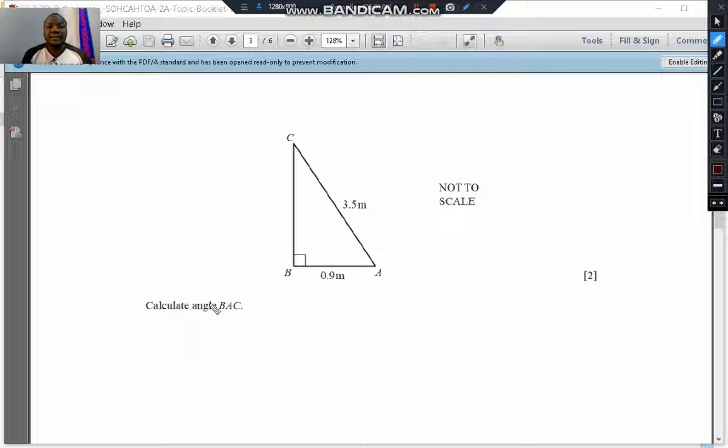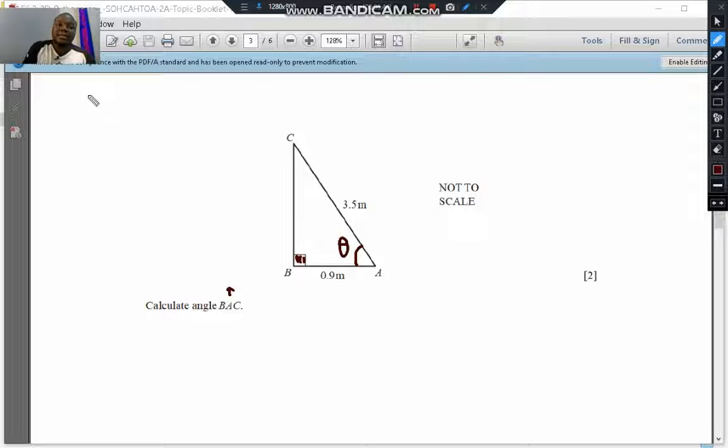It says we've got the triangle, which is a right angled triangle, because we can see that. In this triangle ABC, the longest side is given as 3.5, and one of the sides is given as 0.9 meters. Then the question says calculate angle BAC, meaning this angle here. So I'm going to call angle BAC theta, just so that we can easily work it out.